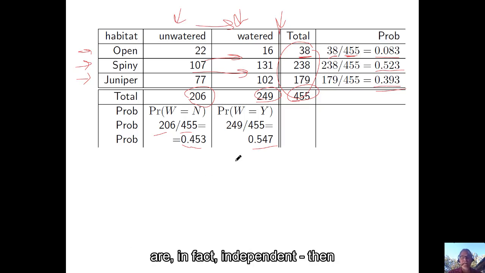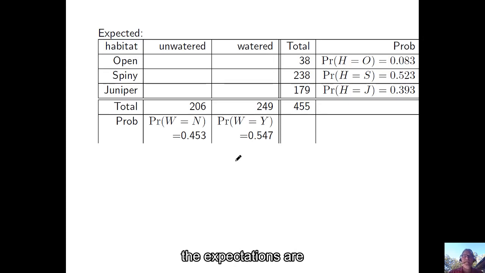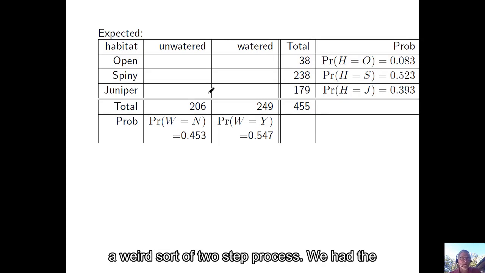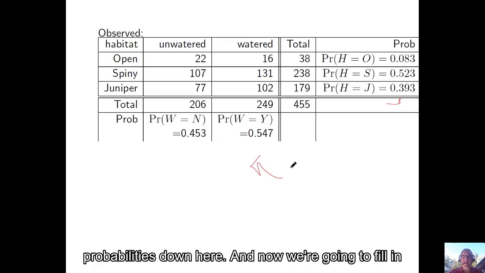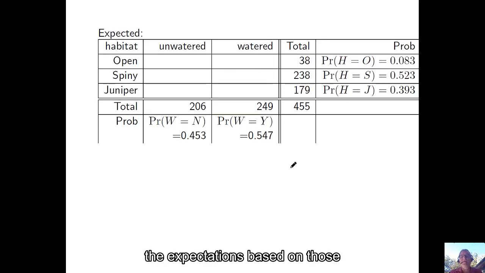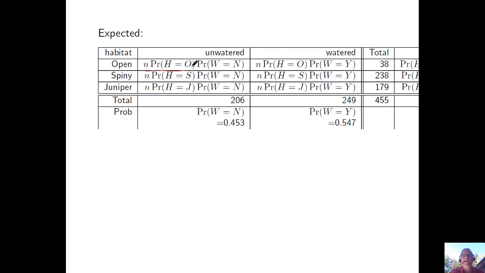If these are in fact independent, then we can think about what the expectations are for each of the cells. So it's kind of a weird sort of two-step process. We had the data, and from those we got the probabilities down here, and now we're going to fill in the expectations based on those probabilities in the rows and the columns. So the expectations are just the sample size times the probability of your row times the probability of your column. And so we do that for all the combinations, right?